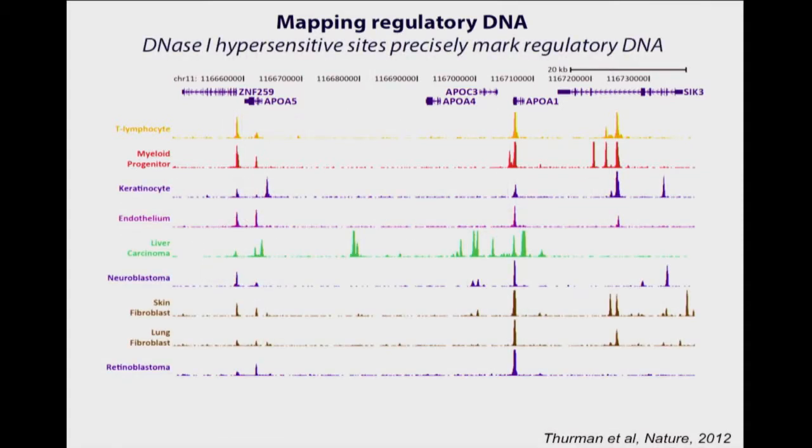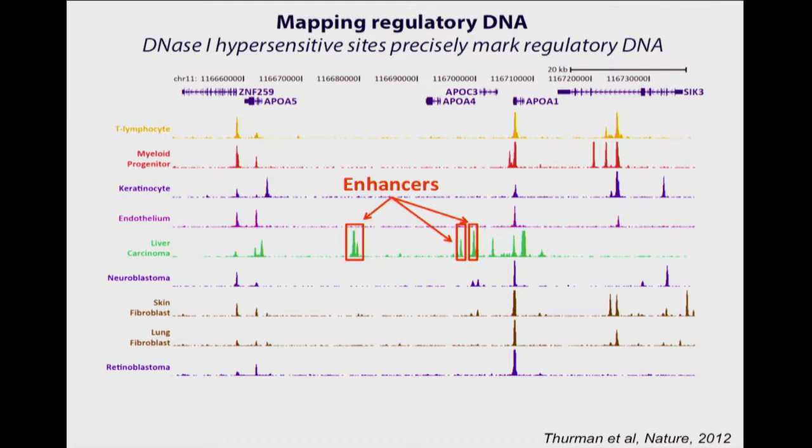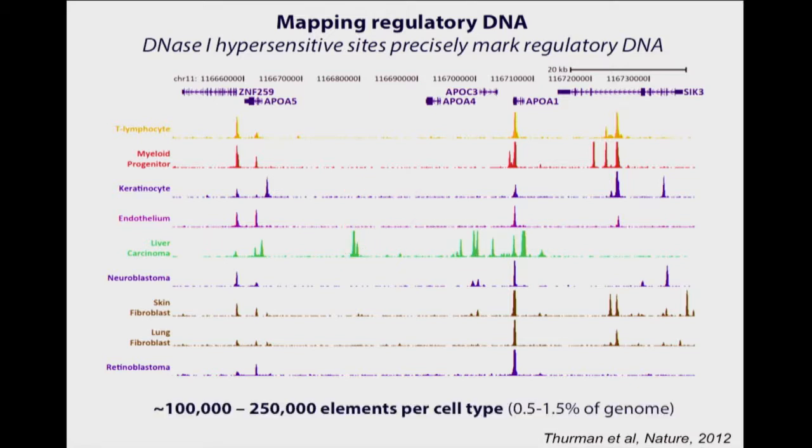If you do this across many different cell types, and this is just a tiny snapshot of how many are really available now, you get these maps. Again, as I mentioned, the hypersensitive sites mark up all the promoters, and they also mark up the enhancers, or here I'm calling these enhancers, but let's call them the distal elements generally. If you went around the genome and tallied up how many of these peaks there are in any given cell type, you find somewhere between about 100,000 and 250,000 per cell type. That's roughly about 1% of the genome on average.